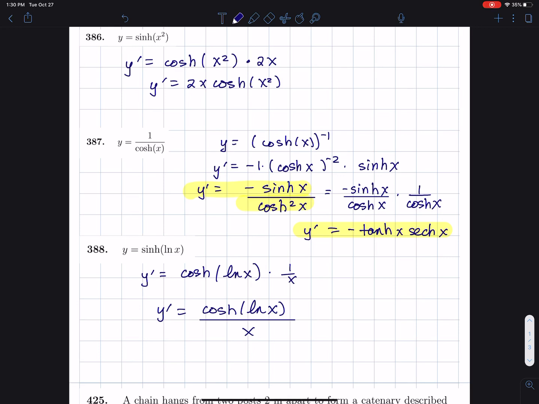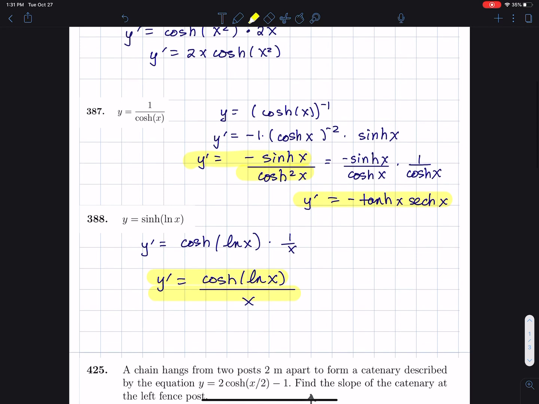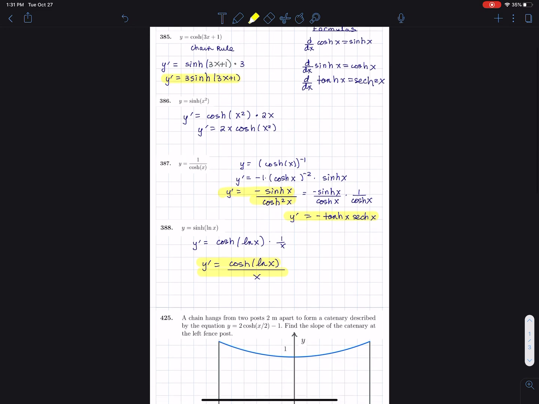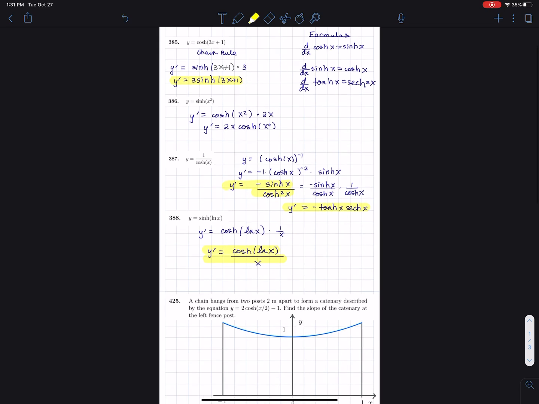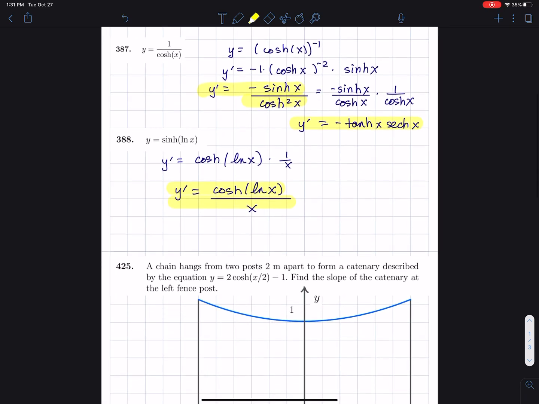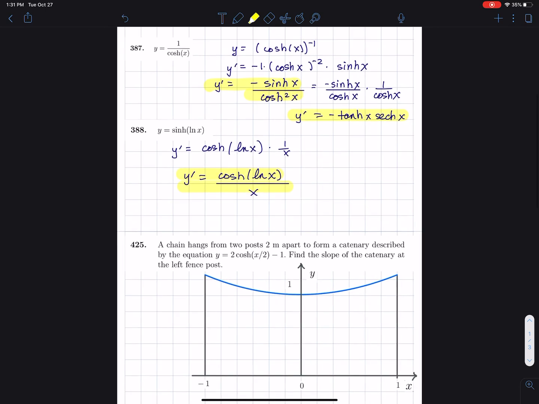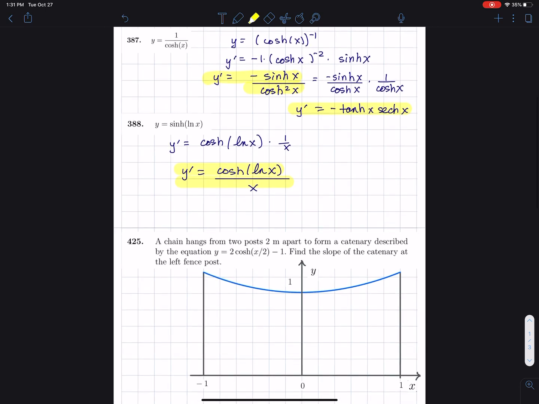So that does that. The last problem is a word problem where you have a chain that hangs from 2 posts. The posts are 2 meters apart, and this is described by this function, y equals 2 hyperbolic cosine x over 2 minus 1.